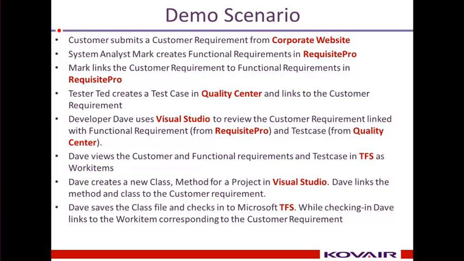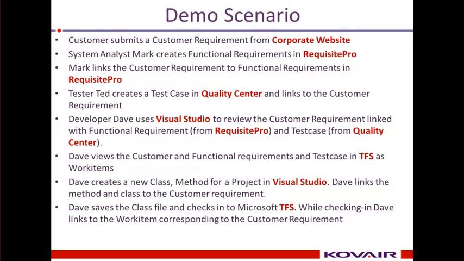So here is a quick demo scenario. As I mentioned, we'll start with the customer requirements submitted from the corporate website. Then Mark, who is an analyst, will go to Requisite Pro, see that particular customer requirement replicated there, create a new functional requirement in Requisite Pro, and create the traceability link between them. Then we'll go to Ted. Ted is a tester. He will work on the Quality Center, and he will see the same customer requirement there, and then create a test case and create a traceability link between the test case and that customer requirement.